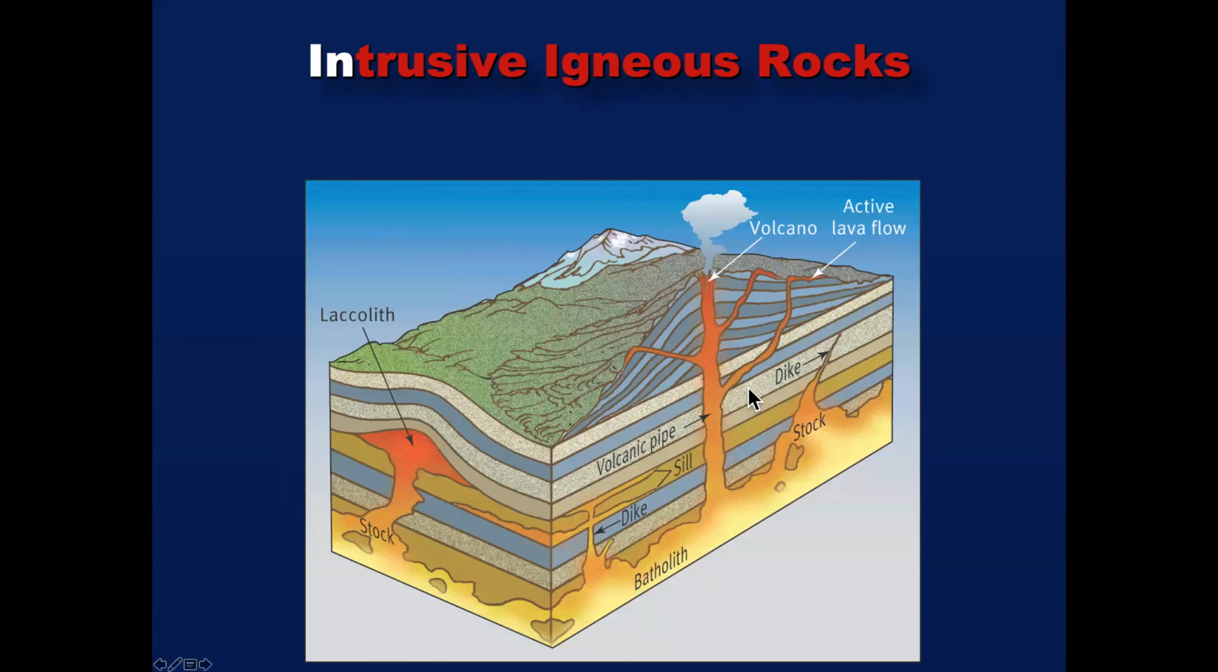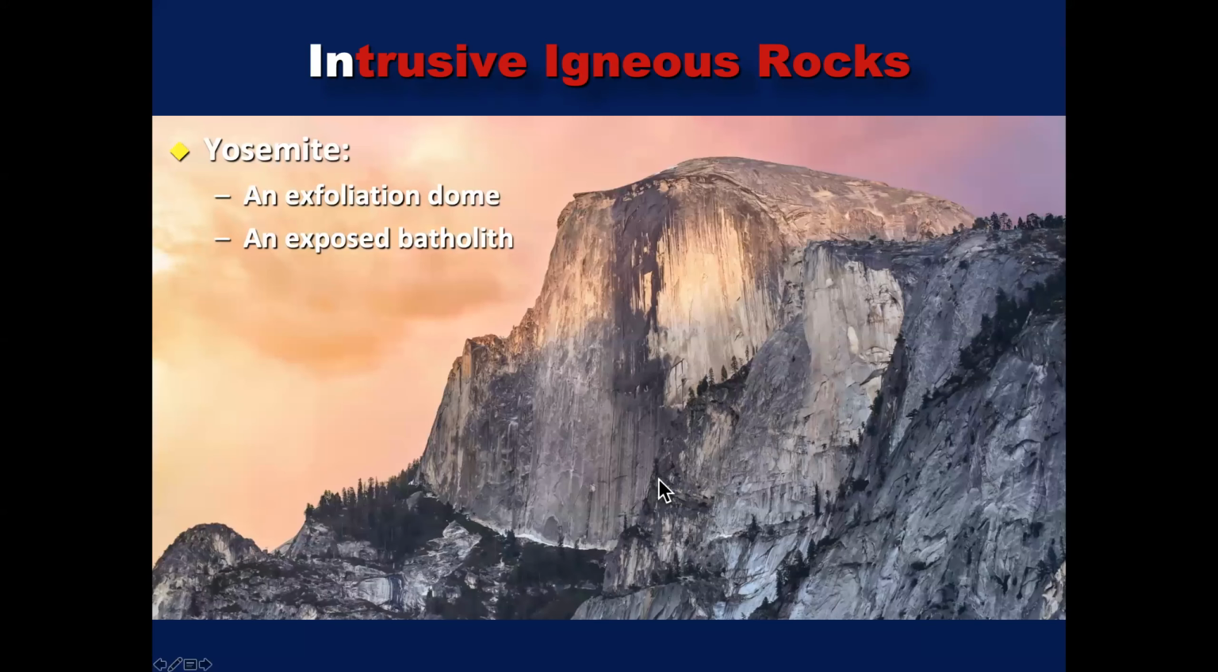Intrusive, under the surface. So here's an example of an intrusive rock, what's called an exfoliation dome. This formed under the ground and then was exposed. And so this is one big giant chunk of granite.